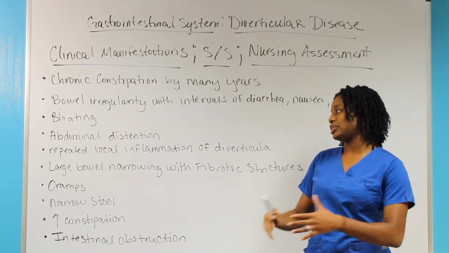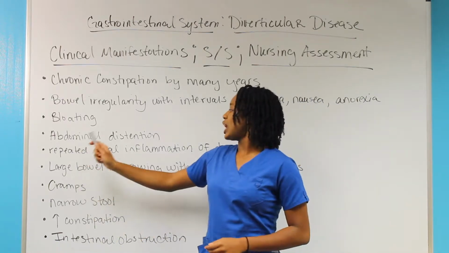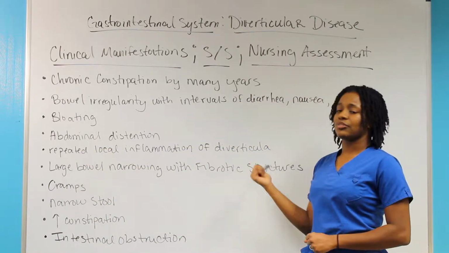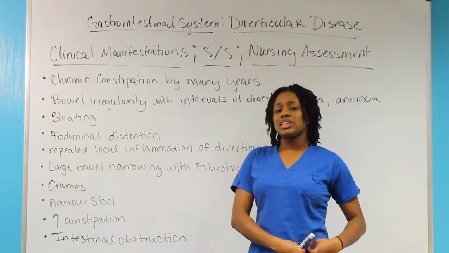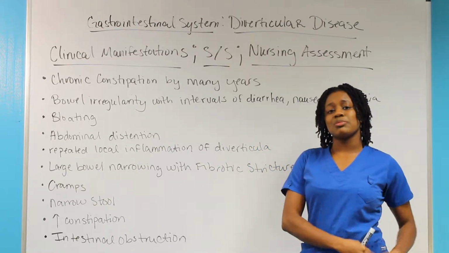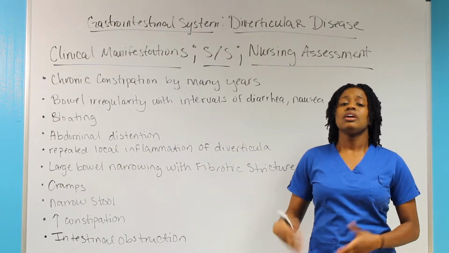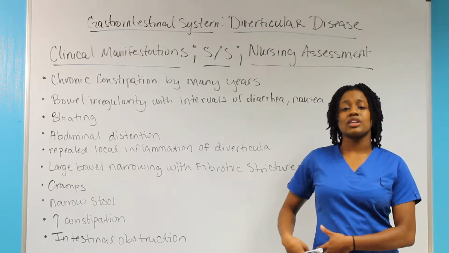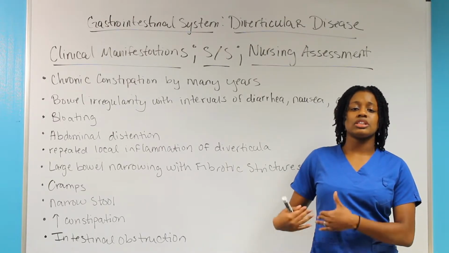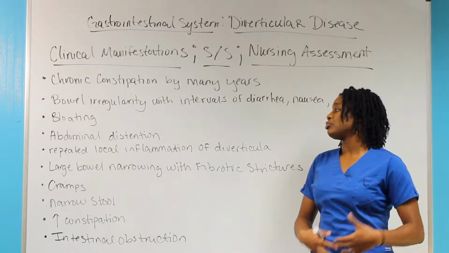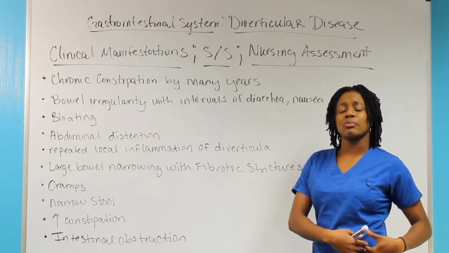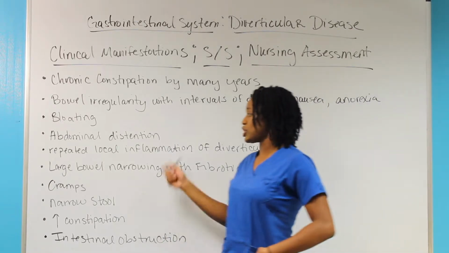The abdomen is going to be distended, right? You're going to have repeated local inflammation of the diverticula. So within that area, like I was saying before, some people have it more on the left side than the right. If you're of Asian descent, you may have it more on the right. So where you're going to feel the pain and the inflammation is in that local area. So you may feel pain or sharp pain in that side, inflammation.